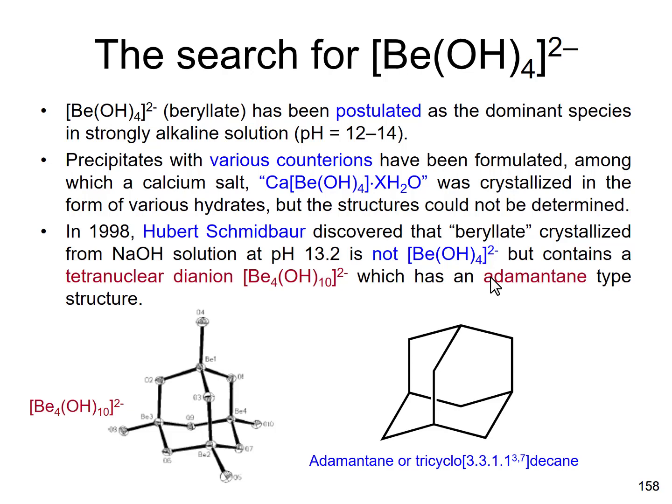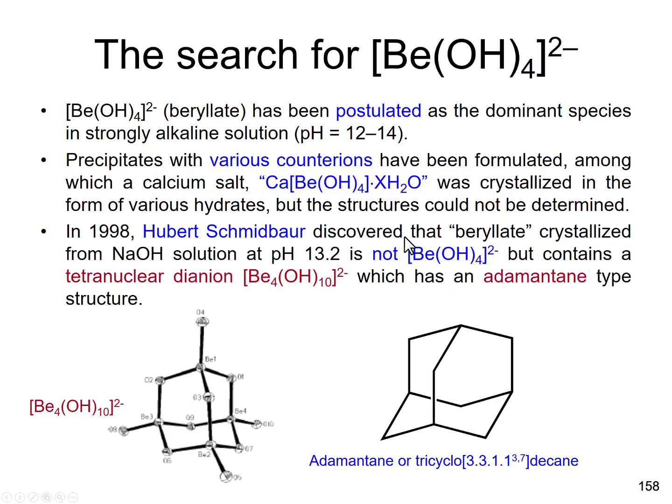This slide shows the different stages in the search for berylate. The tetrahydroxidoberylate anion has been postulated as the dominant species in strongly alkaline solution of pH 12 to 14. It precipitates with various counteranions, and here you can see a formula for a proposed calcium salt of berylate. This one was crystallized, however, the structures could not be determined. Only in 1998, Hubert Schmidbauer discovered that berylate crystallized from sodium hydroxide solution at pH 13.2.